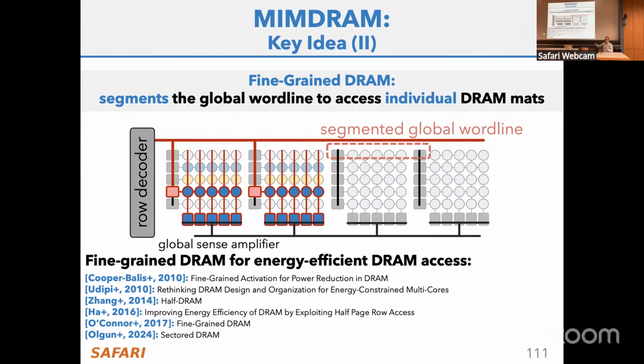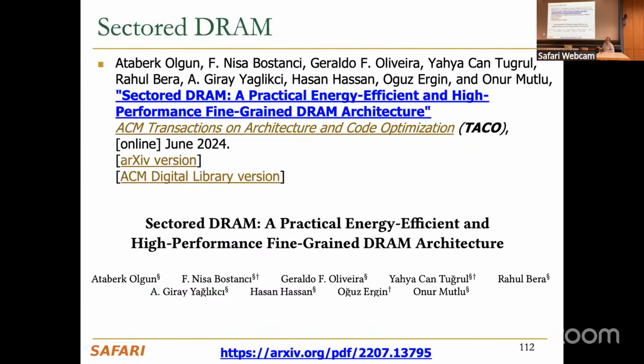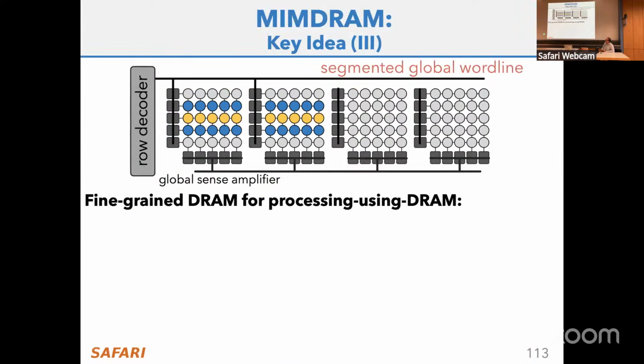And people said that this is a waste. Let's try to design a more flexible DRAM architecture such that we activate much smaller portions and not waste energy. And there are many designs that look like this. In fact, we also have a more recent design, which we think is a bit cleaner than prior designs, Sector DRAM. So you can take a look at it. You can use any of those fine-grained DRAM architectures to enable this, essentially.